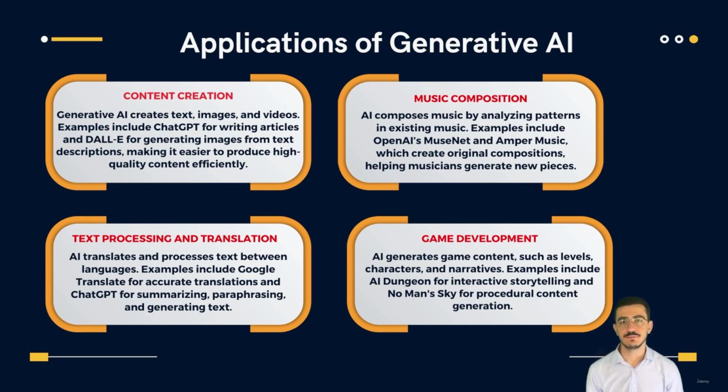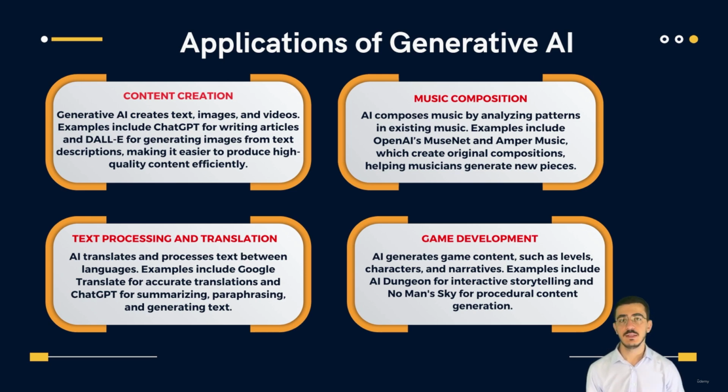So, content creation. Generative AI is revolutionizing content creation, offering tools that can generate text, images, and videos. For example, ChatGPT is capable of writing articles, essays, or even scripts with a given outline, streamlining the content creation process for writers and marketers. Meanwhile, DALL-E, another groundbreaking model, creates images from textual descriptions, allowing creators to bring visual ideas to life quickly and with stunning detail.